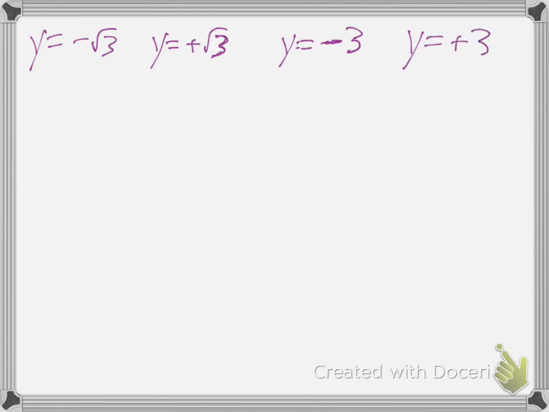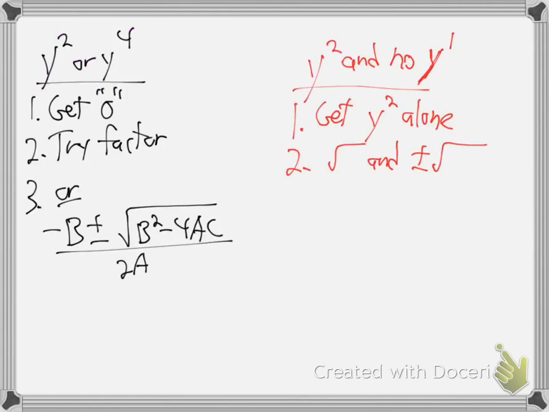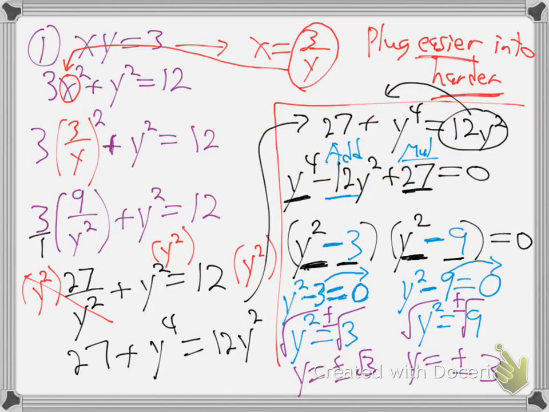Okay, so y equals minus root 3, and then y equals plus root 3, and y equals minus regular 3, and y equals plus regular 3. Got to plug all those in. Now, what's going to be the easiest place to plug in?